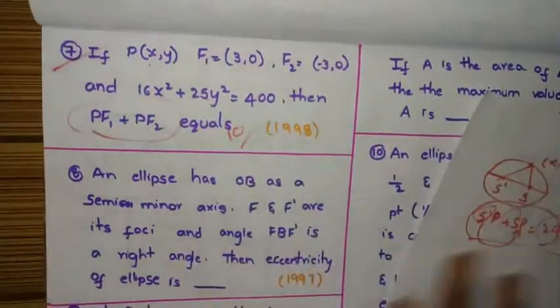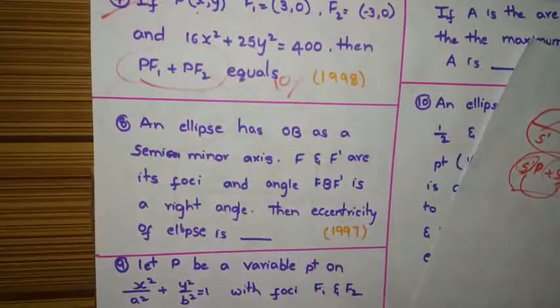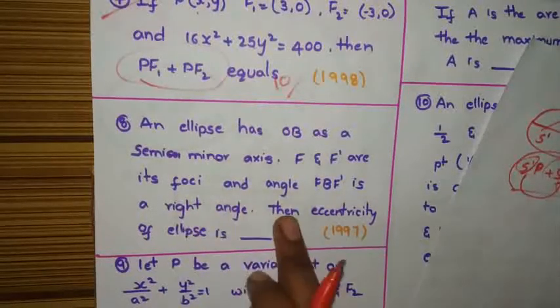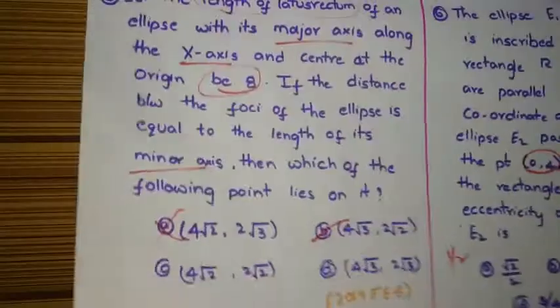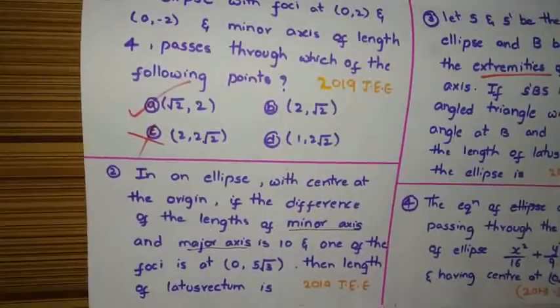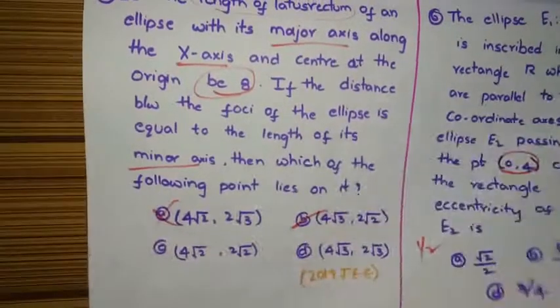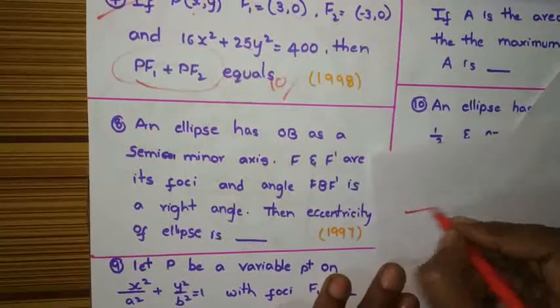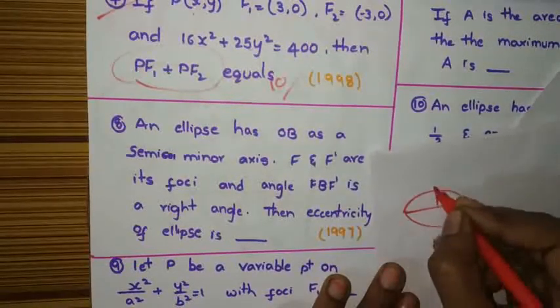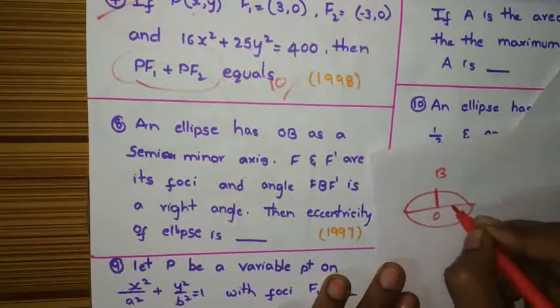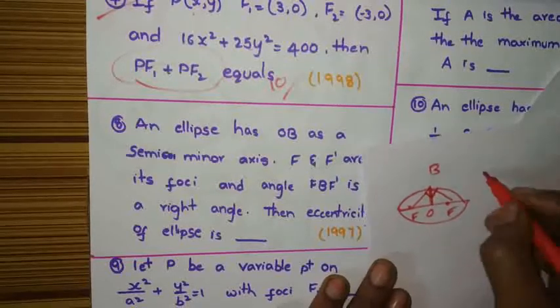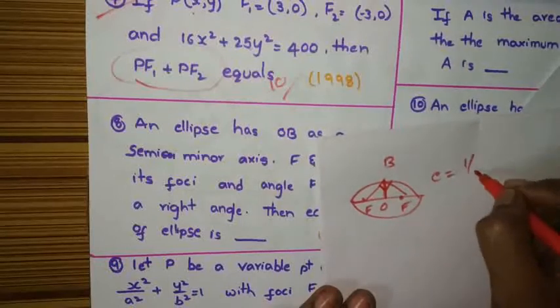1998 question. And see this question. An ellipse has OB as minor axis, F and F dash are its foci, and the angle is a right angle. This topic I discussed in this question. Where is that question? Here I discussed it. Let me explain that again. See, there is an ellipse and it has minor axis OB. F and F dash are foci, and here the angle is a right angle. You have to calculate the E value. See, E value is 1 by root 2.